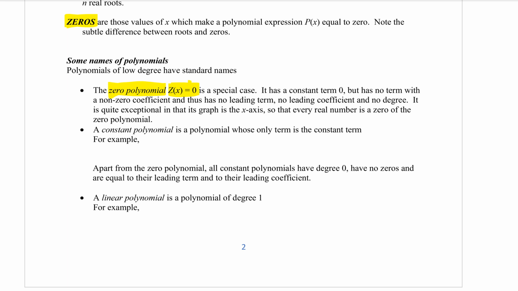This is a special case because it has a constant term of 0, but with no term with a non-zero coefficient, there is no leading term. Okay, there is no leading coefficient and there is no degree. It is quite exceptional in that its graph is the x-axis and that every real number is a 0 because every single spot along that is a solution, isn't it? Just a dot then, or is it like? It's just a line going on the x-axis. Yeah.